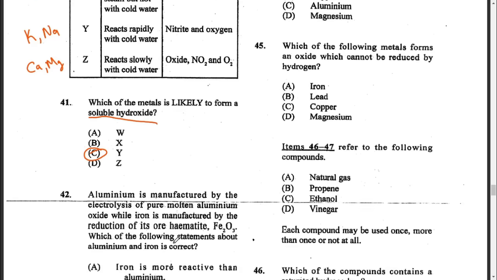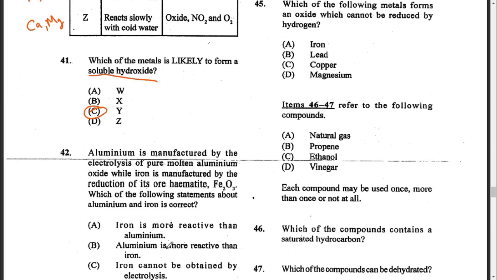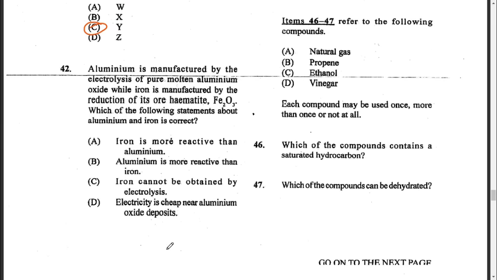42. Aluminum is manufactured by the electrolysis of pure molten aluminum oxide, while iron is manufactured by the reduction of its ore hematite, Fe2O3. Which of the following statements about aluminum and iron is correct? Iron is more reactive than aluminum. Aluminum is more reactive than iron. Iron cannot be obtained by electrolysis. Or electricity is cheap near aluminum oxide. The answer is B, because they asked for the statement that is correct about aluminum and iron in one sentence.